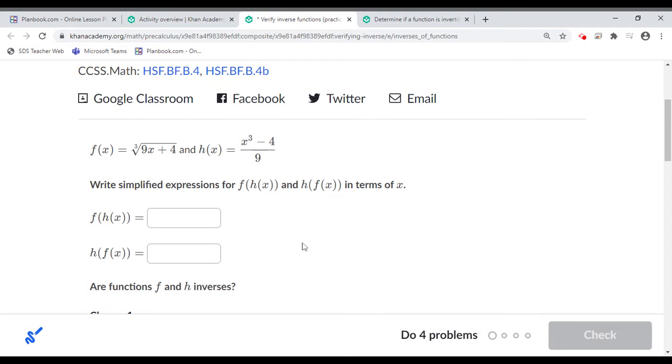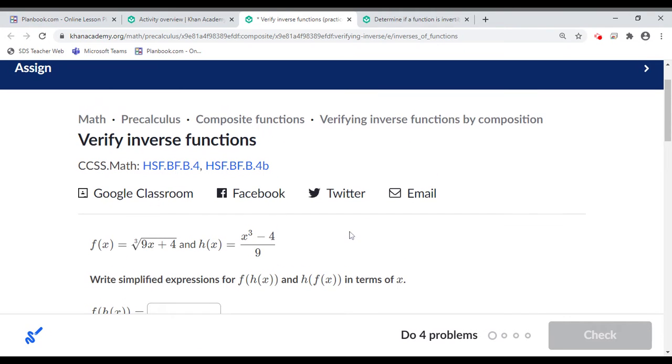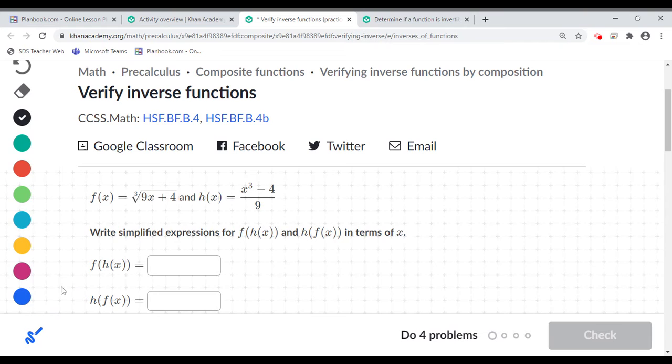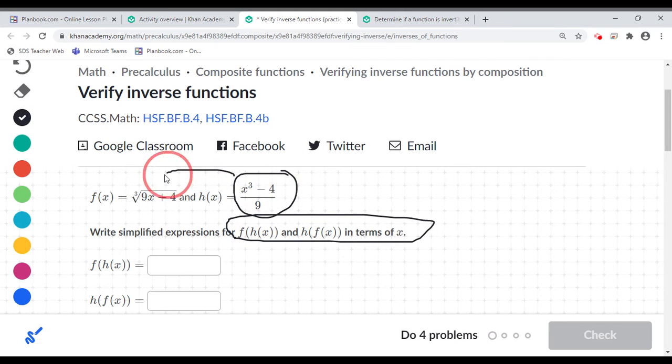All right, talking about inverse functions. Inverse functions have this property. It says, write simplified expressions for these two things in terms of x. This isn't any different than the composite functions we just got done doing. So what we're going to say here is f of h of x. Well, that would mean this gets plugged in here.